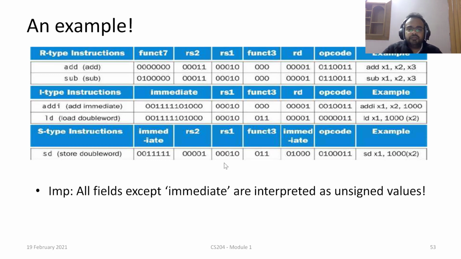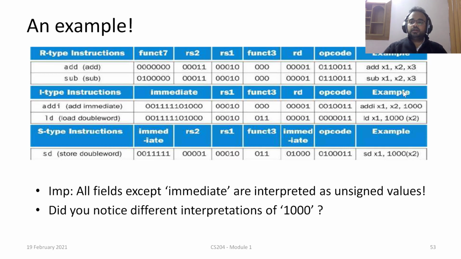So all the fields in this instruction encoding, apart from the immediate field, are treated as unsigned values by the hardware, or we build the hardware to treat them as unsigned values. Now, if we look at these instructions, we see a different interpretation of the same value 1000. Here it is an immediate value, and here it is interpreted as an offset value.